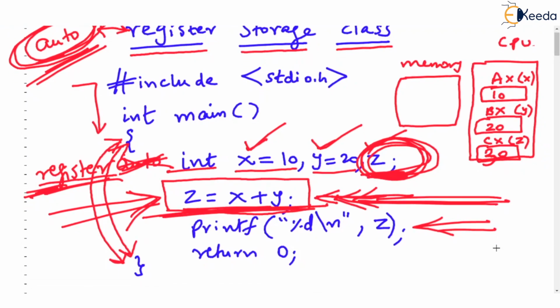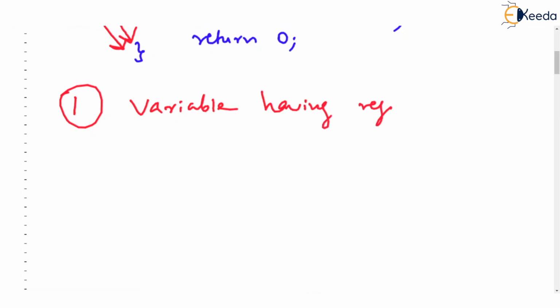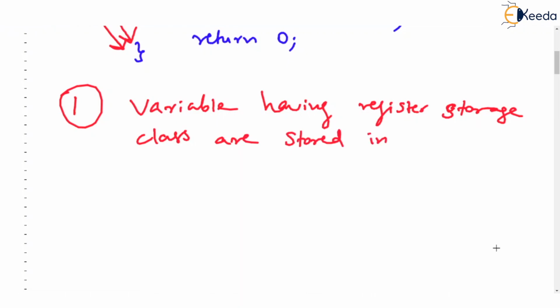So what have you understood about register storage class? First point. A variable having register storage class, such variables are stored in CPU. That is registers of CPU. CPU has some registers where they are directly stored.